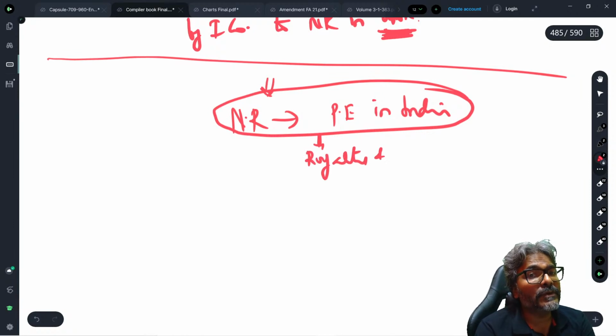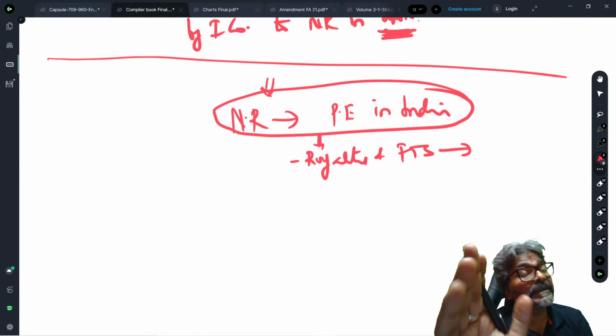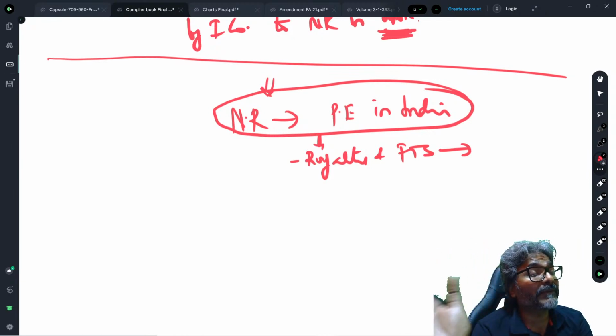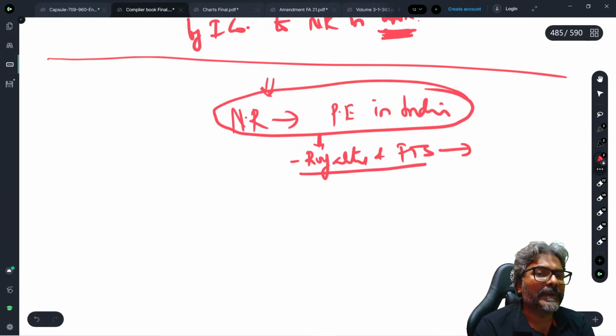Just until tomorrow you have to remember this. The PE can influence only the assessment of royalty and FTS. The assessment of royalty and FTS gets influenced by the existence or non-existence of the PE in India, because then we have to decide whether it will go in 115A or it will go in 44DA. That is how we have to make a decision, isn't it? So that is the point that you should keep in mind.